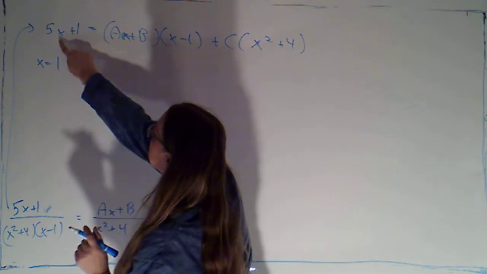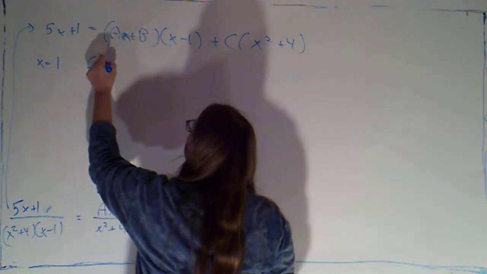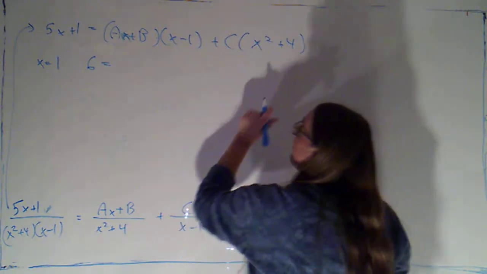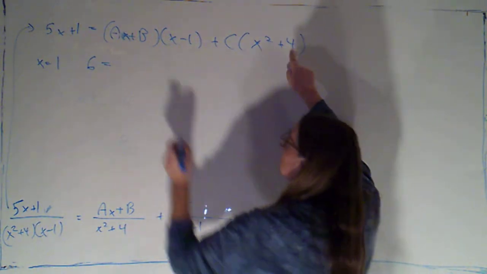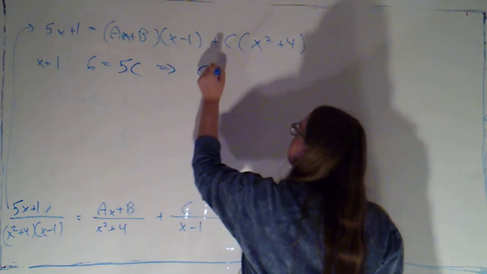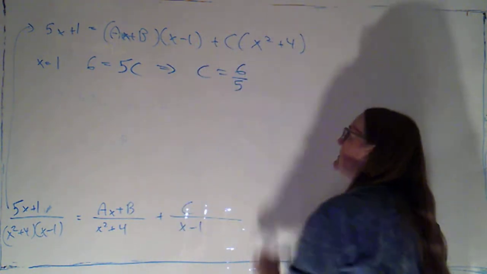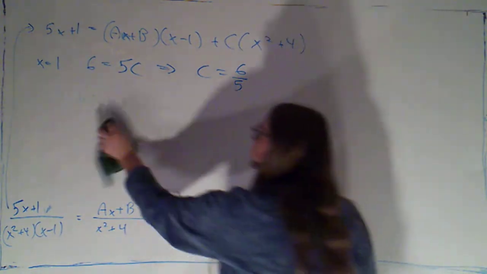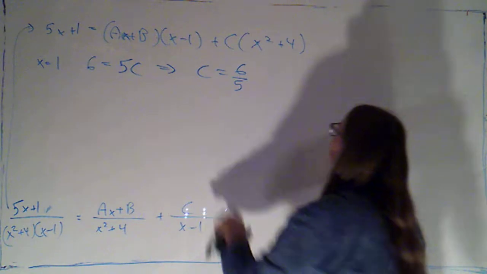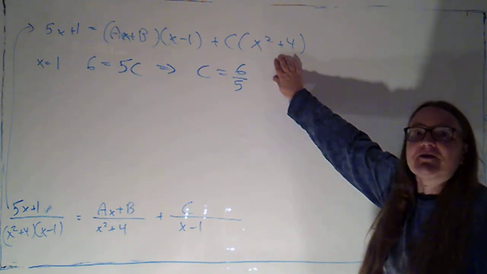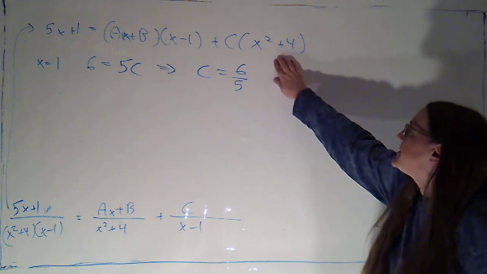If x is 1, this is 5 plus 1 is 6, is equal to this term gets killed off, this term becomes 1 plus 4 is 5 copies of C. So that tells me that C is 6/5. Now, I don't have any other convenient numbers to plug in because there's no real number that's going to make that 0. If it doesn't factor, it doesn't have any real roots.